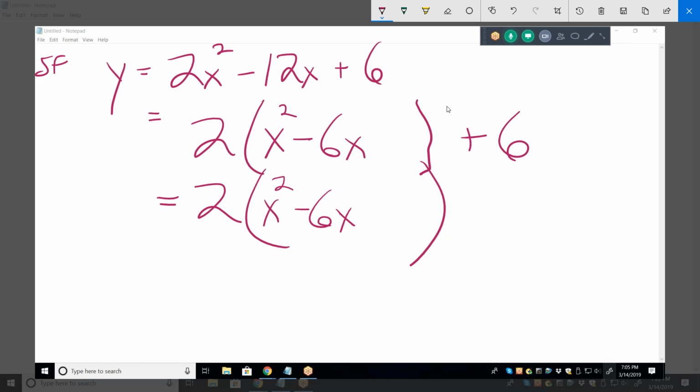Right? Right. The coefficient is the number that is in front of a variable. The coefficient of the x squared term is 1. The coefficient of the x term is -6 if you want. So I'm going to take half of -6, which is what? -3. And square it. -3 squared. Plus 9.